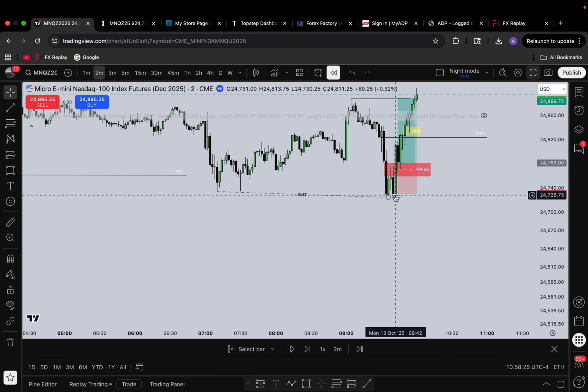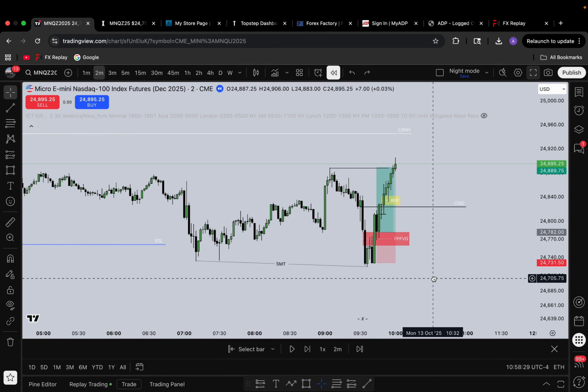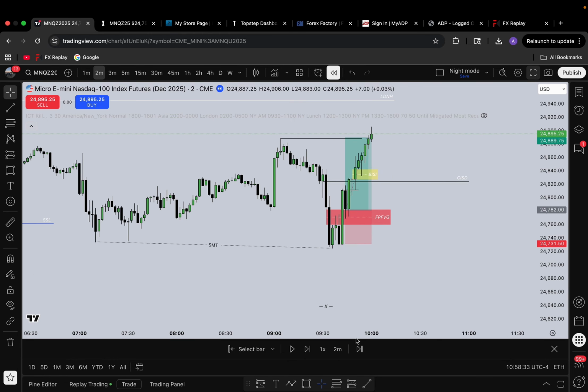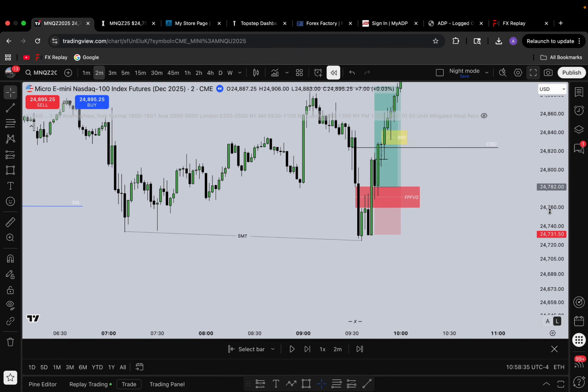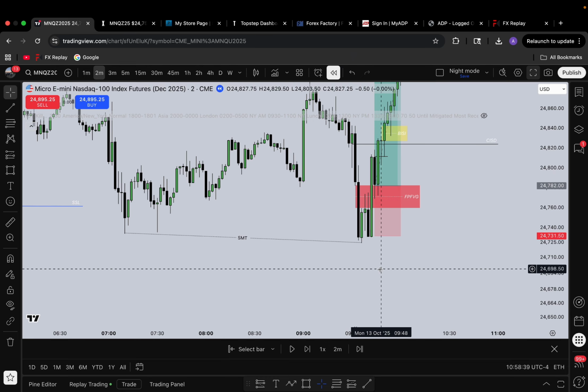So at 942, we had that strong closure above that high. And after that, we are dipping back into this first presented fair value gap. And that's actually where I'm starting to get long or interested in these longs, as long as we continue to respect this inversion. So I'm using a strong PD array, the first presented fair value gap.